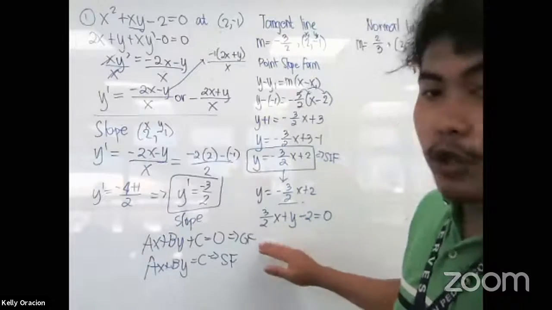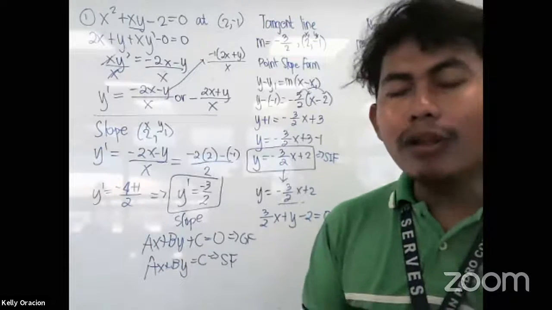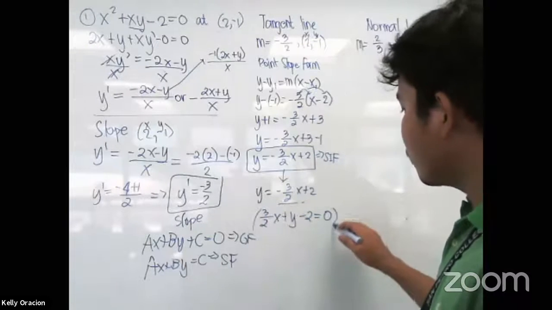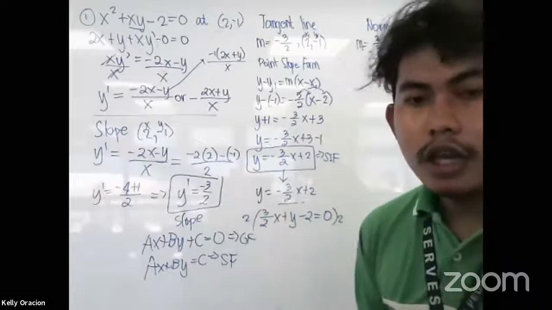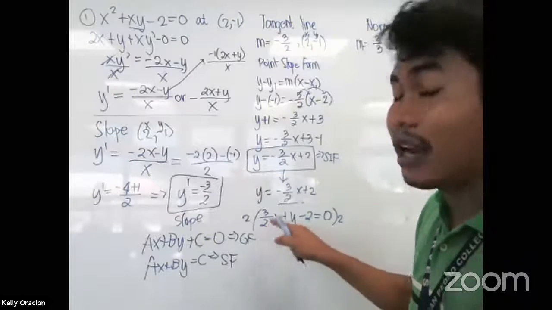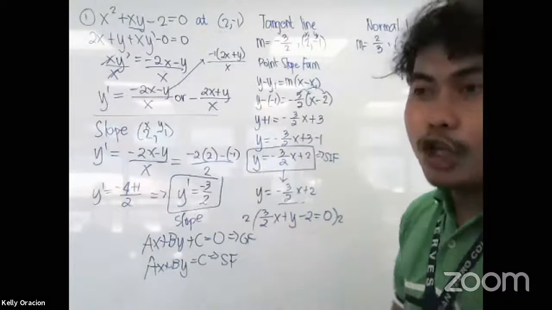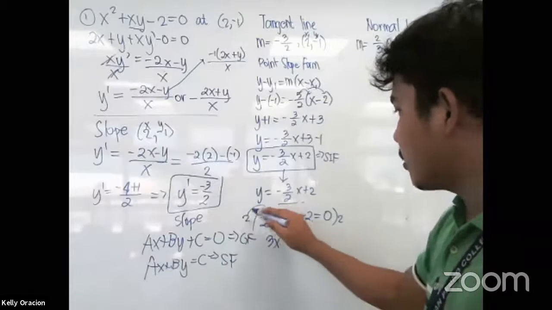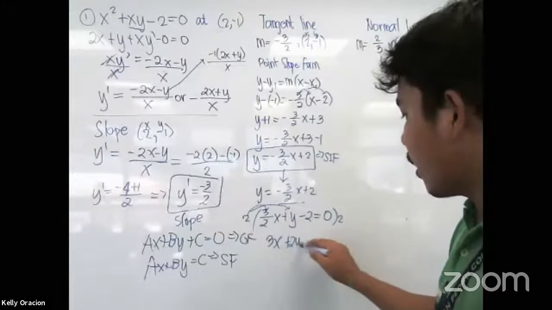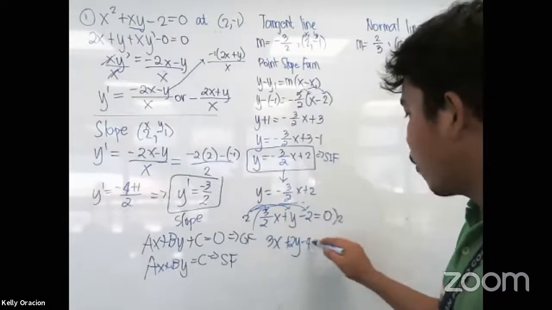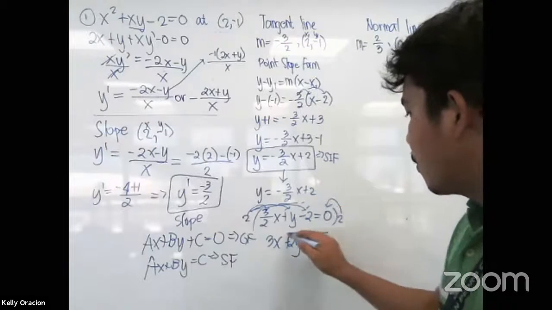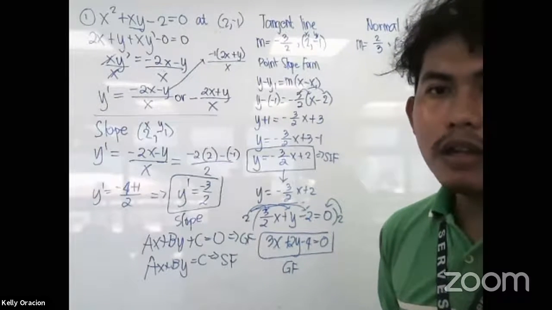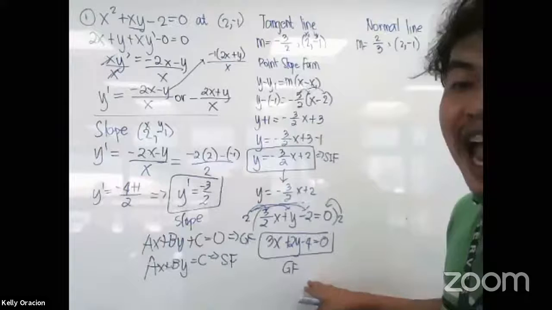And by that, as you can see dito, the common denominator is 2, so you need to multiply both sides by 2 para ma-eliminate yung denominator sa baba, then distribute, and that's 3x plus 2y minus 4 is equal to 0. And this is now the general form.